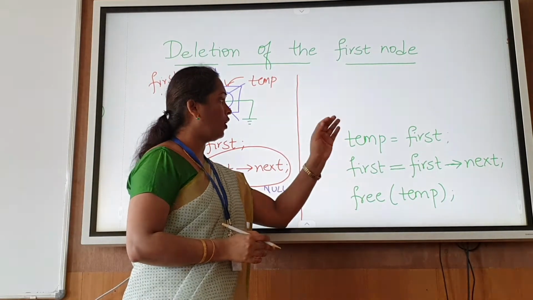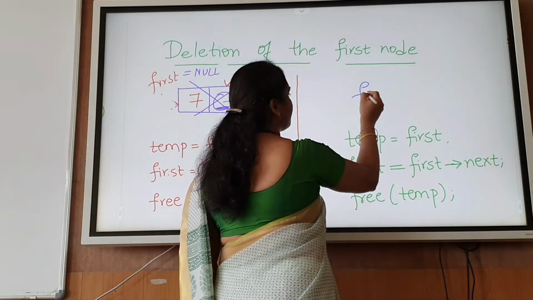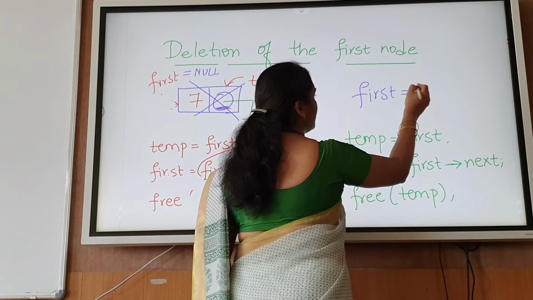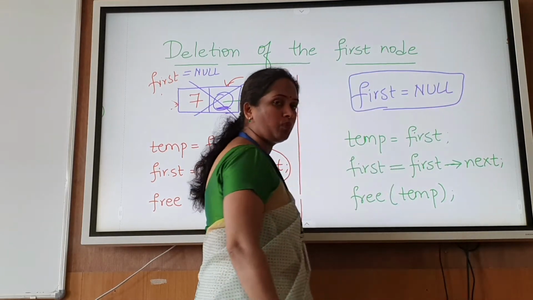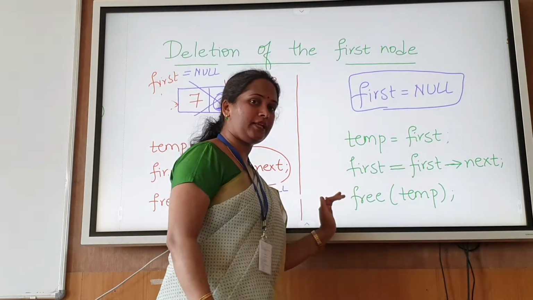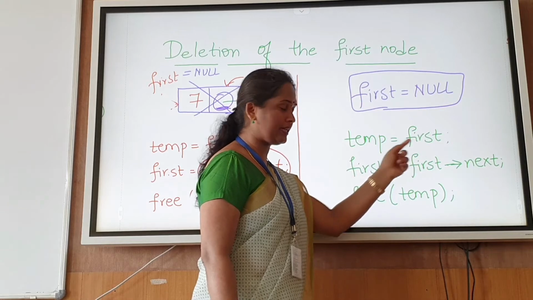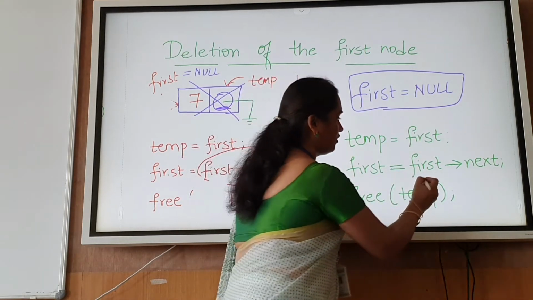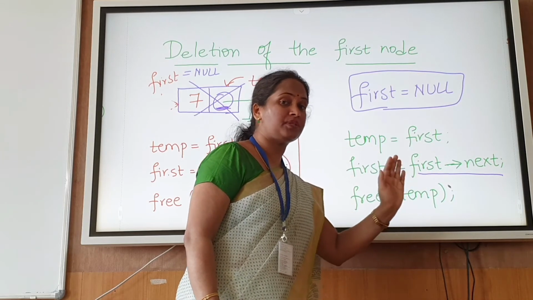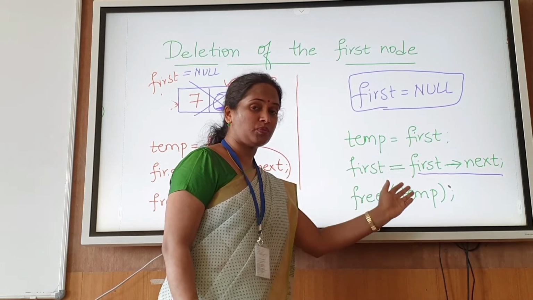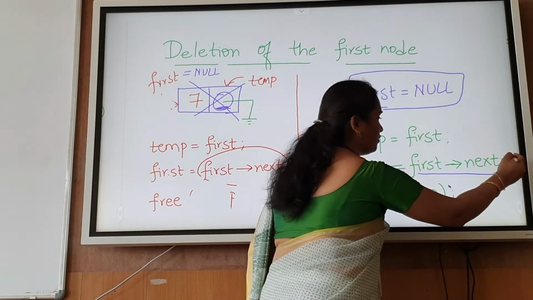Case 3. What if the list is empty already? What if first is already null? What do I do? Would these 3 statements still work? Let's check. Temp also becomes null because first is null, and I try doing first next. But what is null next? It's something which is undefined. So this would lead us to a logical error, and hence I shouldn't be doing that. So this statement wouldn't work.